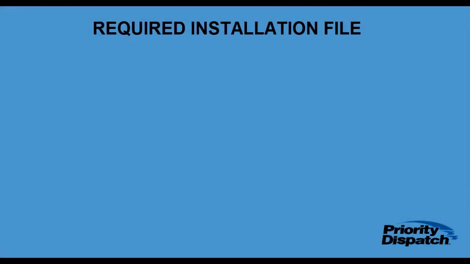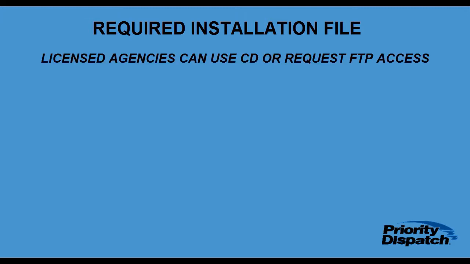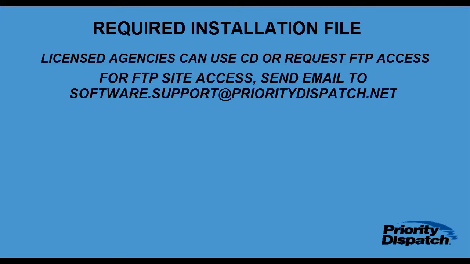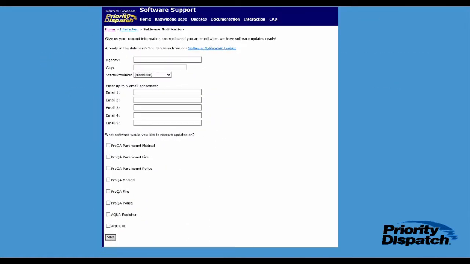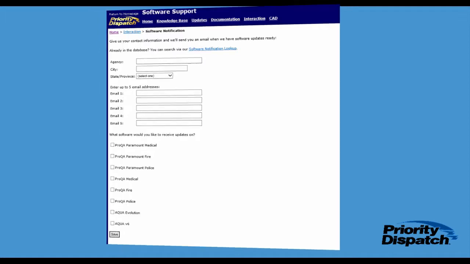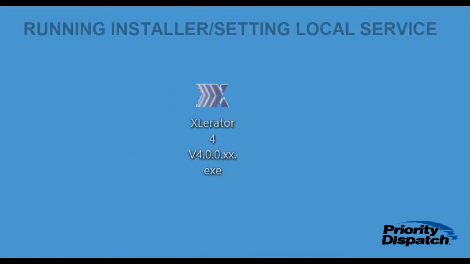There's one single executable file required to perform an initial installation of the XLerator 4 software on a server. License agencies can upload this file from the CD we sent or can request FTP access through our software support page. This will ensure the most current version. With either method, you simply need the XLerator version 4 executable.